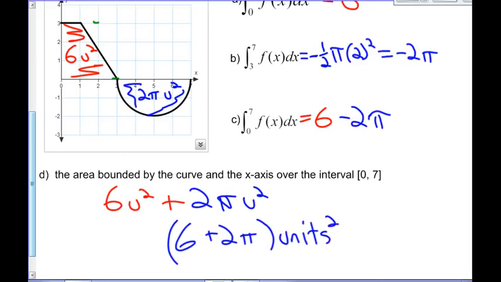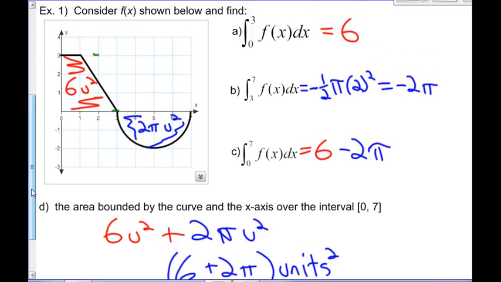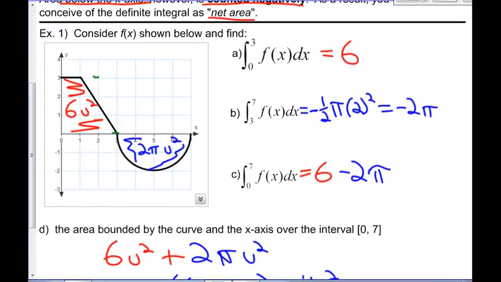I would talk about units squared if I were asked for area specifically. I would not if I were asked for the integral, but it has an application to area. So if you're talking about area in particular, everything's positive. If you're talking about the definite integral, stuff above the x-axis is counted positively. Stuff below the x-axis is counted negatively.